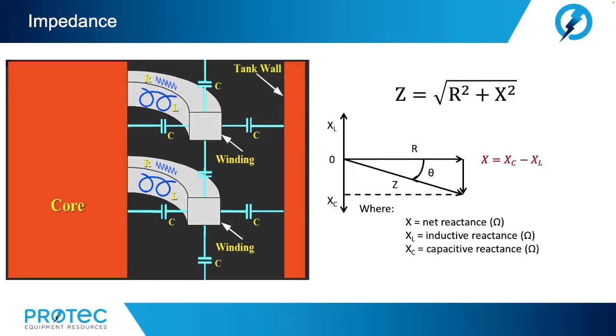The equation net reactance equals capacitive reactance minus inductive reactance is the mathematical representation for the calculation of net reactance when X sub C is greater than X sub L.